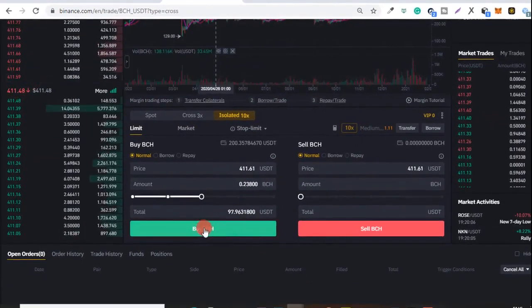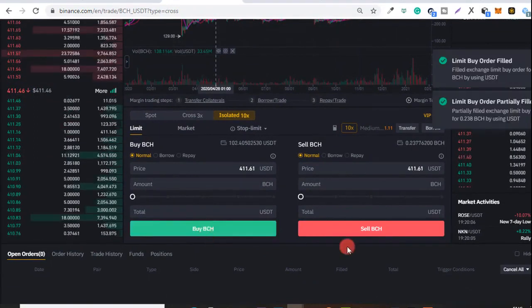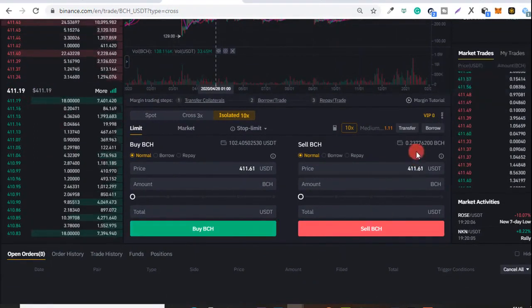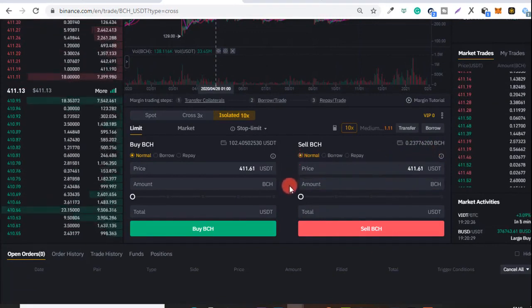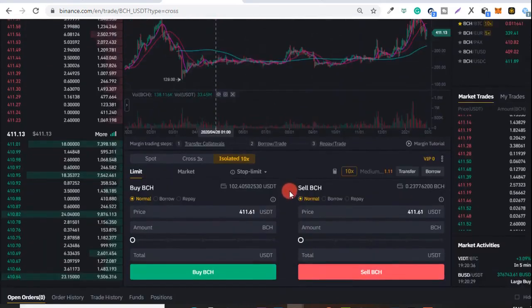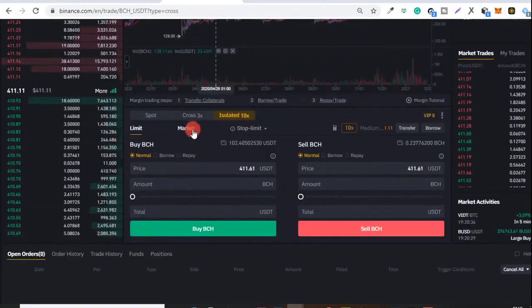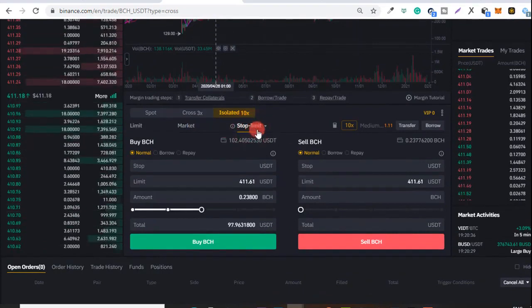and buy. Okay, so I just bought, if you come here, you see that I just bought 0.23 BCH. Okay, so this 0.23 BCH, the next thing to do is I'm going to set a stop loss. So I'll click on stop limit order. So a stop limit order is like a stop loss.